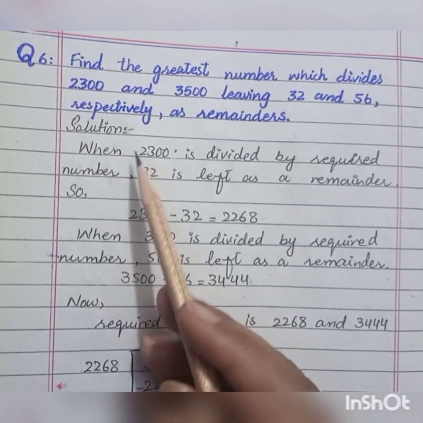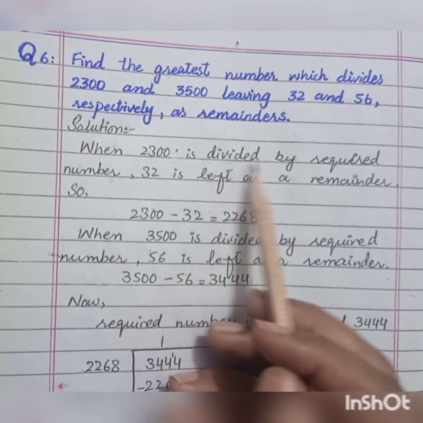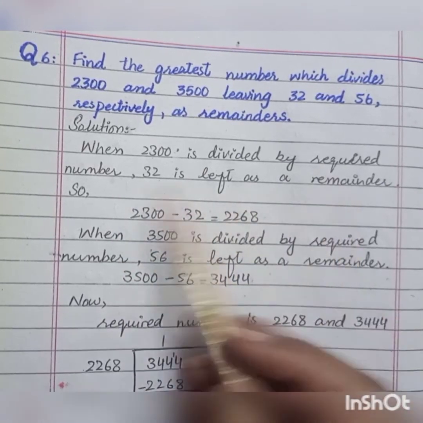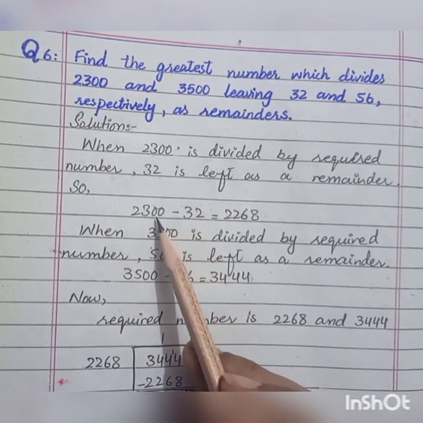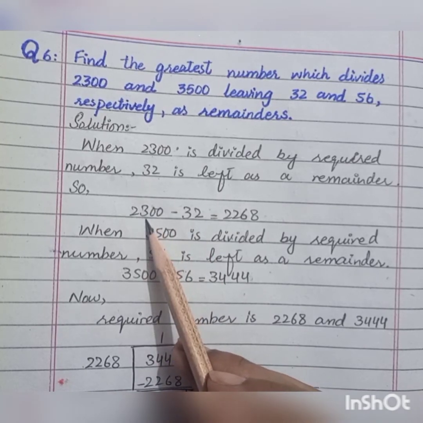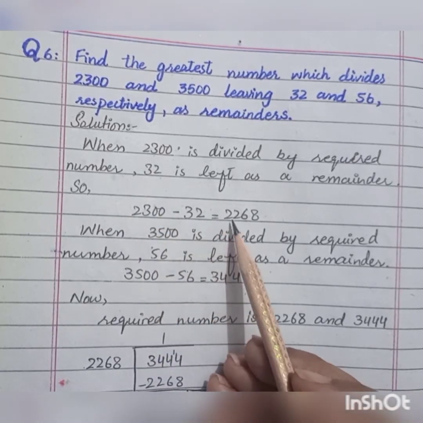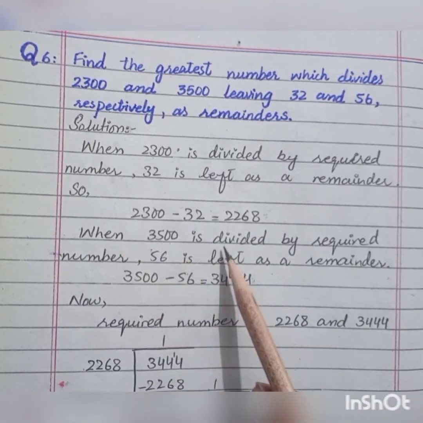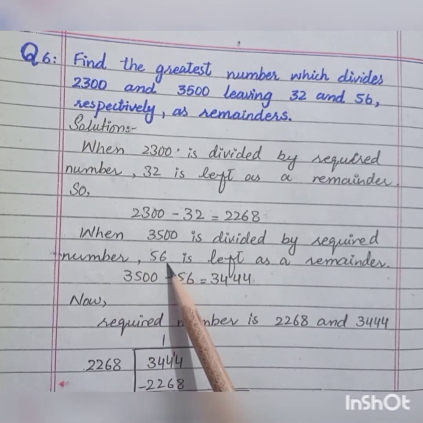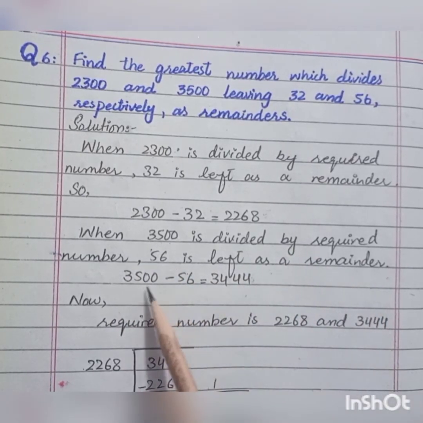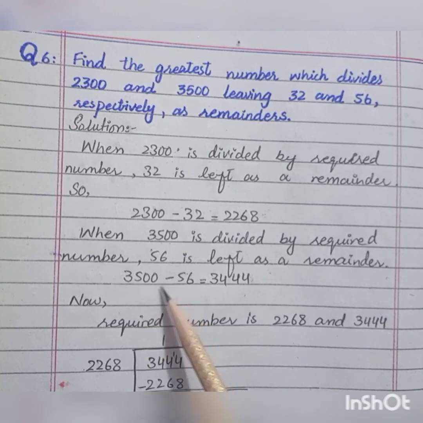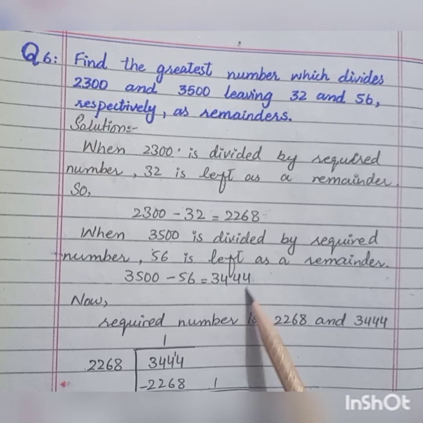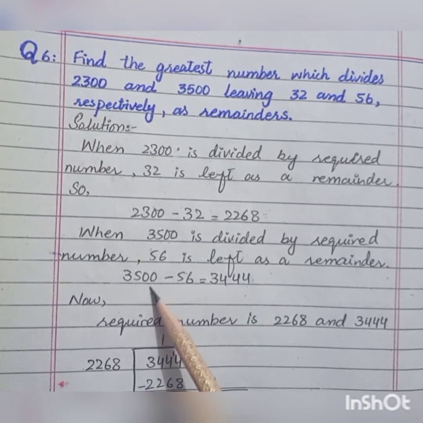Here is the solution. When 2300 is divided by the required number that we have to find, 32 is left as a remainder. So by subtracting the remainder from the dividend, 2300 minus 32 is equal to 2268. Now when 3500 is divided by the required number, 56 is left as a remainder. So by subtracting 56 from 3500, the answer is 3444. Here 3500 is also a dividend.